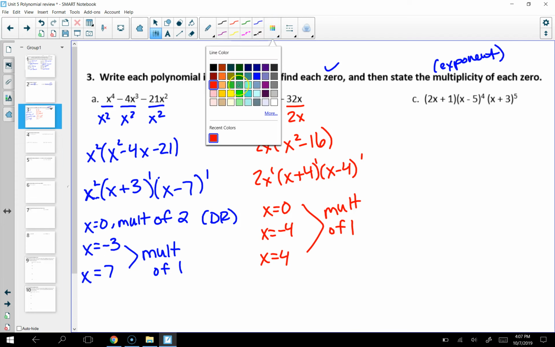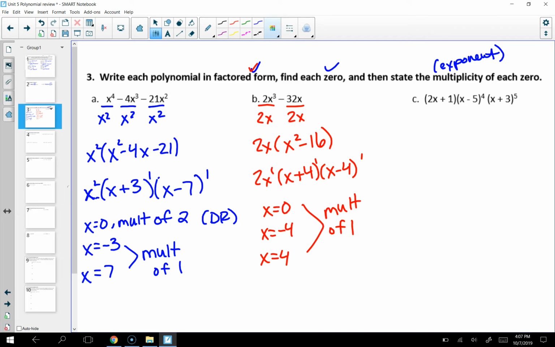Alright, last one. Last one is nice because it's already in factored form. So that's good. Find each 0. Well, in this first piece, remember, we're taking it and making it equal to 0 and solving for x. So we're going to have to subtract 1 and then divide by 2. So here we have x equals negative 1/2. In the middle, we're going to have x equals positive 5. And on the end, we have x equals negative 3.